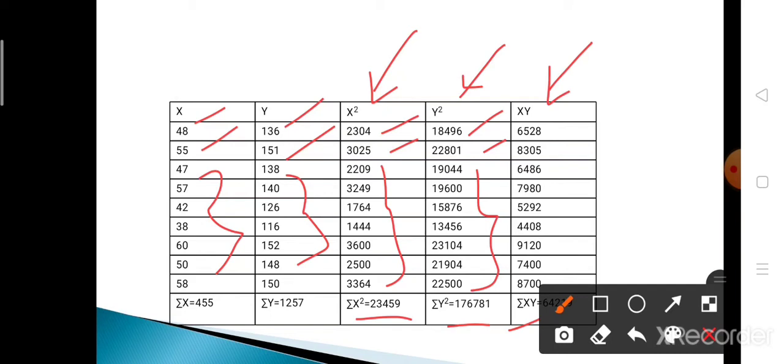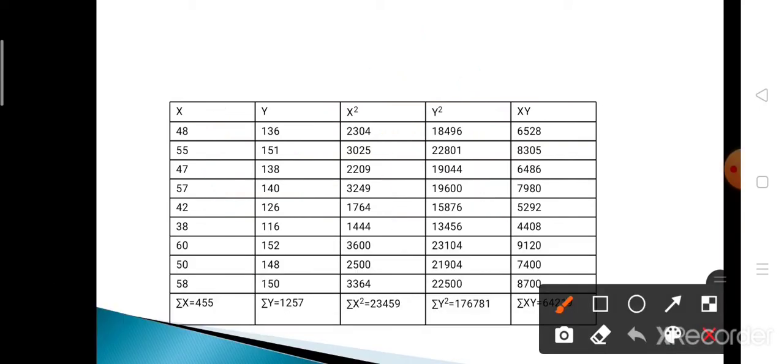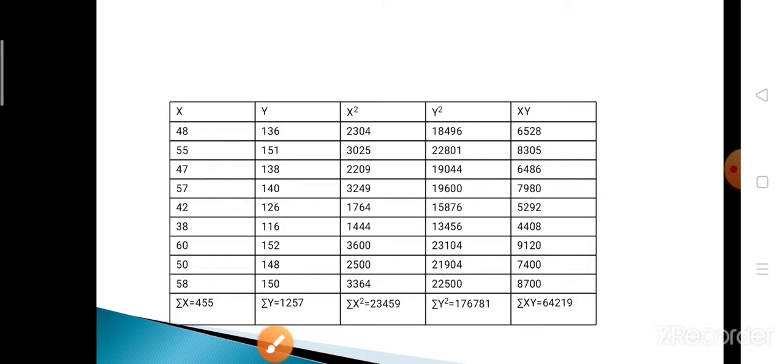Now the last is x into y. What is meant by x into y? Just multiply the x value by the corresponding value of y. The first value of x is 48 and the first value of y is 136, so 48 into 136 is 6528. Then 55 into 151 is 8305. Similarly calculate for the remaining values of x into y. Now the last step, just calculate the total of all the columns.